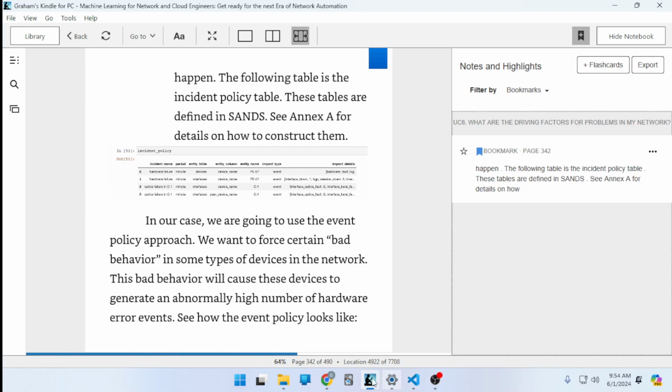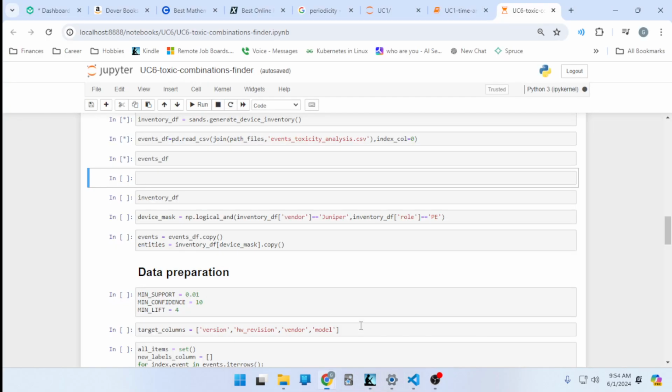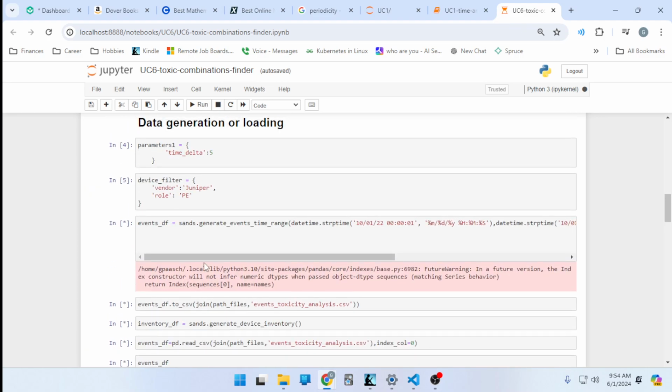Okay, so next is the table there. So we're still working on this. The index destructor will not infer. Okay, so there's a problem with pandas. I guess the version being used must be pretty far out of date. But anyways, we're using this here. We should get to the concat warning.